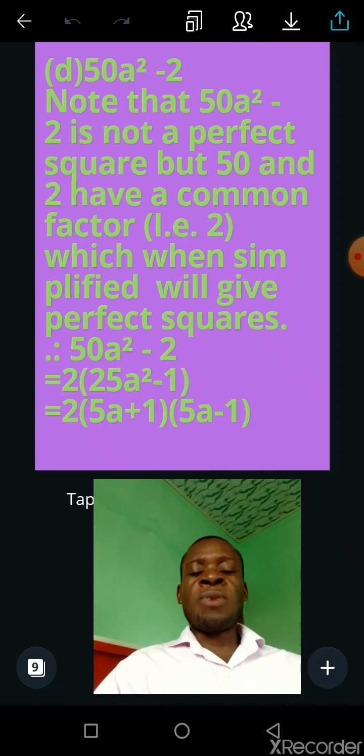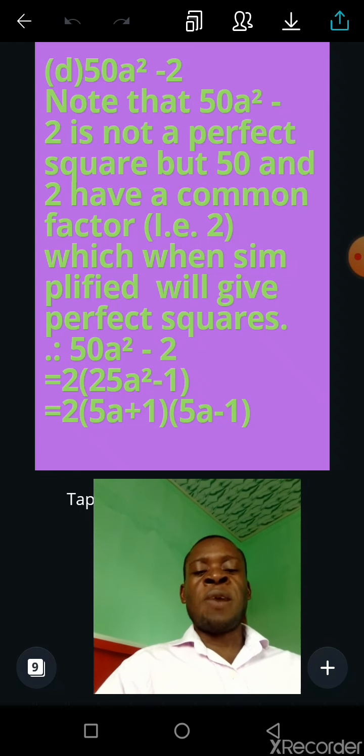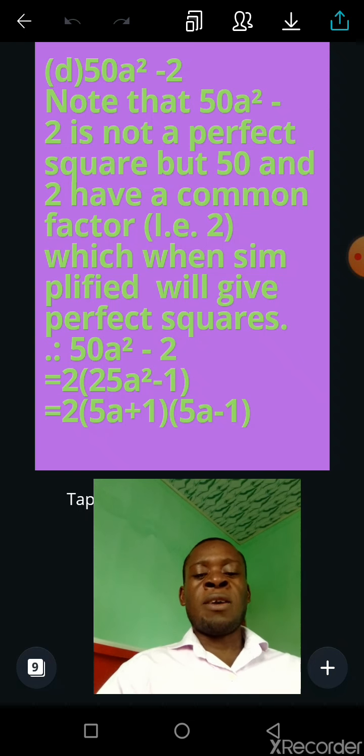We now factorize the one in the bracket, 25a squared minus 1, which is supposed to be 5 raised to the power 2, a raised to the power 2 minus 1 raised to the power 2, because the square root of 25 is 5 and the square root of 1 is 1. So if we now factorize that perfect square inside the bracket, we now have bracket open, 5a plus 1, bracket close, bracket open, 5a minus 1, bracket close.